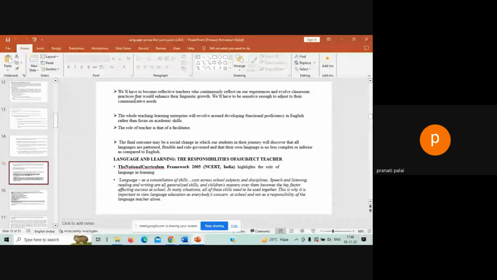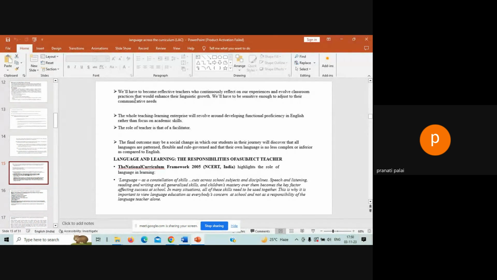Language as a constellation of skills cuts across school subjects and disciplines. Speech and listening, reading and writing, all are generalized skills, and children's mastery over them becomes the key factor affecting success at school. I have already discussed that point. In many situations, all of these skills need to be used together. This is why it is important to view language education as everybody's concern at school and not as the responsibility of a language teacher alone.